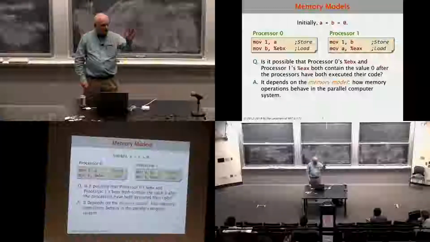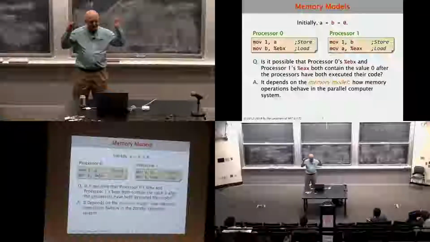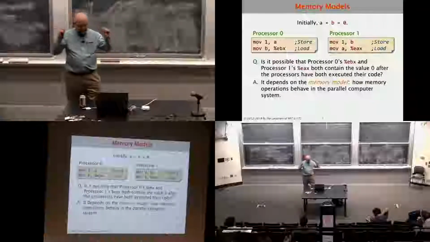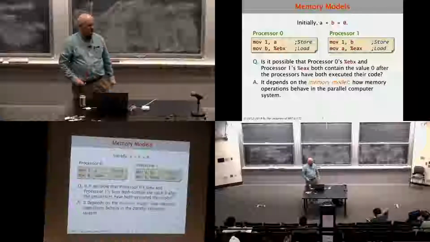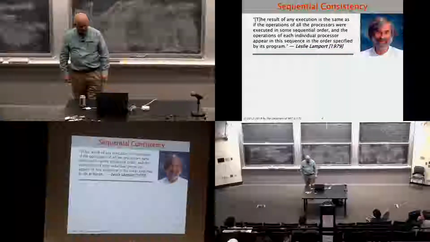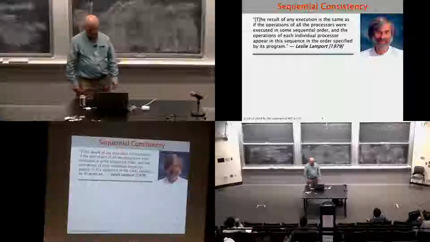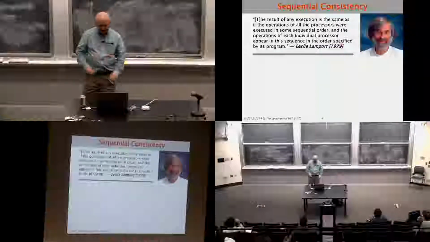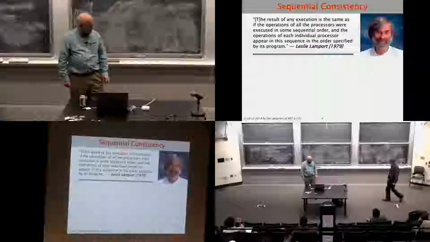So let's take a look at the model that you were assuming, okay? It's interesting because whenever I do this, somebody always has the right answer, and they always assume that it's sequentially consistent. It's the most standard one. So sequential consistency was defined by Leslie Lamport, who won the Turing Award a few years ago, and this is part of the reason he won it. So he says sequential consistency.